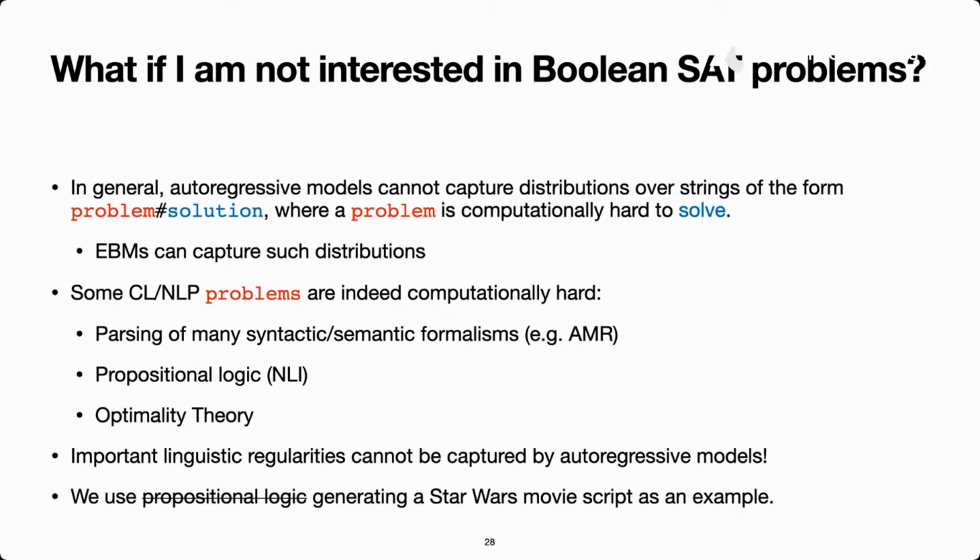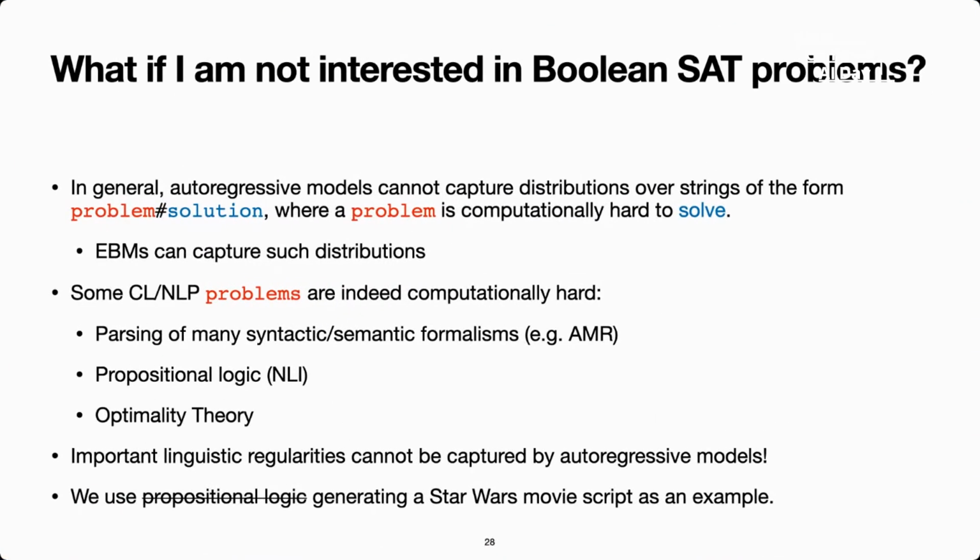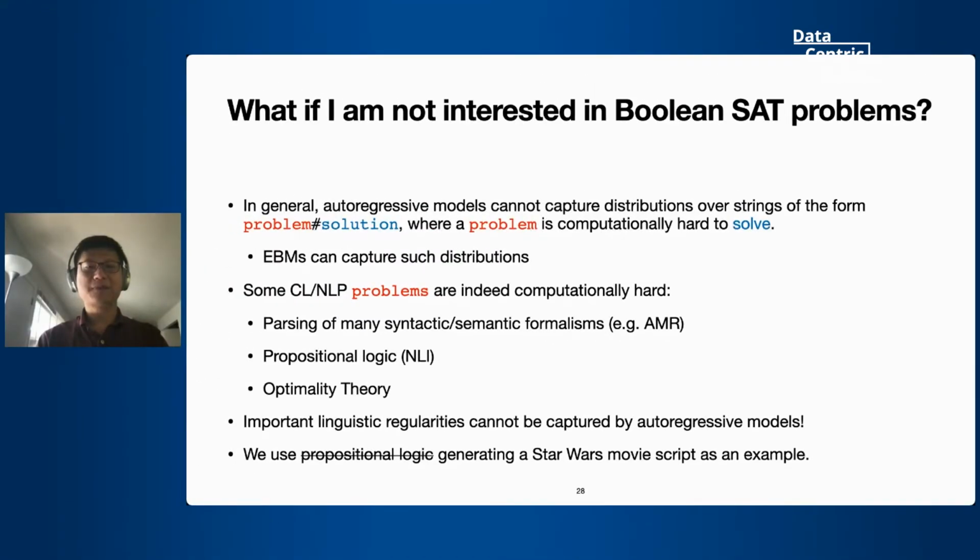Now, you may also ask, why should I care if I am not interested in solving SAT problems? It turns out autoregressive models in general cannot capture distributions over strings of the form problem followed by solution, where the problem is computationally hard to solve. Many computational linguistic problems are computationally hard. For example, parsing of many formalisms, propositional logic, which is crucial for general logic inference capabilities, optimality theory, etc. Therefore, important linguistic regularities cannot be captured by autoregressive models.